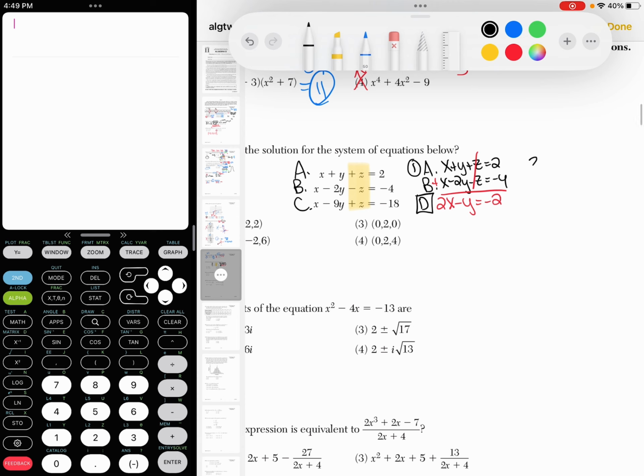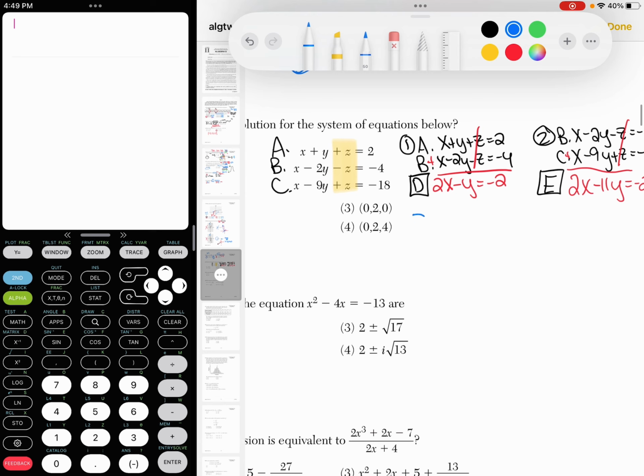And now I have to do that again. So steps 1 and 2 are the exact same. You just have to do them with different equations. For step 2, I'm going to use equations B and C because of that same reason as the first one. There's a negative and a positive z. So this is x minus 2y minus z equals negative 4, and x minus 9y plus z equals negative 18. I'm going to add those together as well, and those z's will cancel. So I'll get 2x minus 11y equals negative 22, and let's, for just labeling purposes, call that equation E.